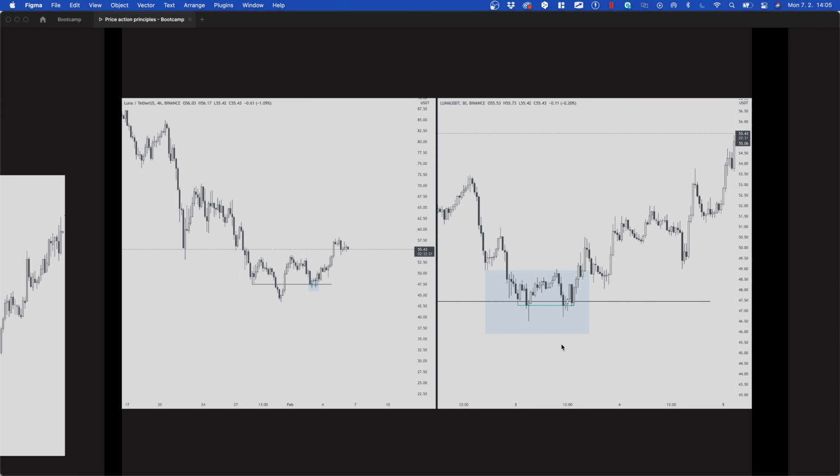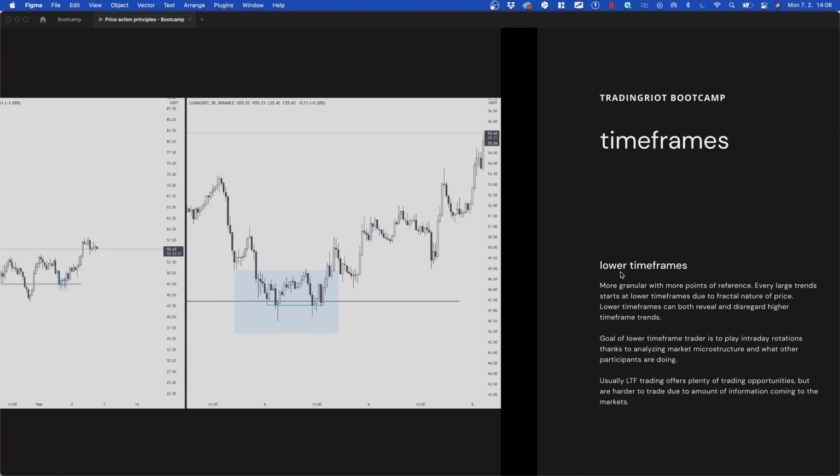So that's one of the things. The lower time frames are much more granular, so although the patterns will be happening over and over again, the probability of breaching a little bit more is higher on lower time frames than on the higher time frames.